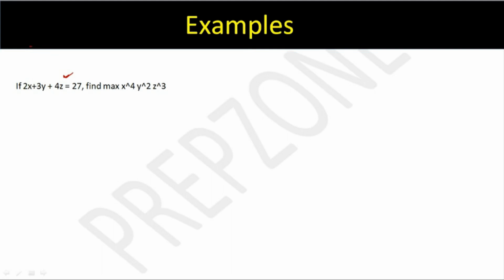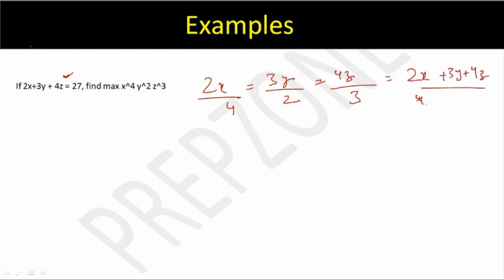Let me ask Shweta. How are you solving this? So I'm putting 2x by 4 equal to 3y by 2. 2x by 4 is equal to 3y by 2, equal to 4z by 3. Okay. Then? And then I'm finding the value of x, I mean x and others on that basis. Do you know that this is equal to 2x plus 3y plus 4z upon 4 plus 2 plus 3?